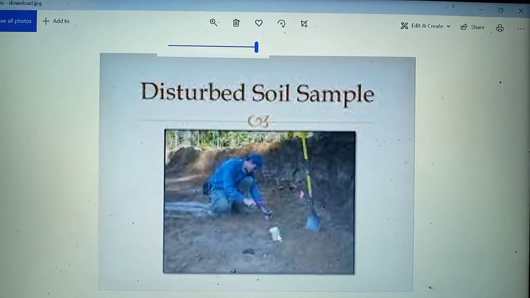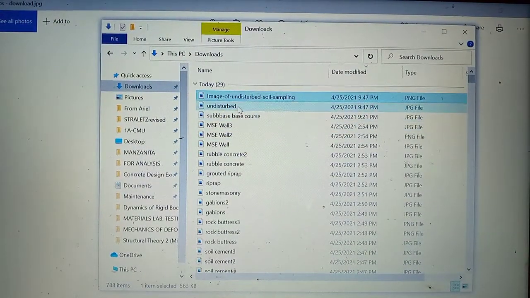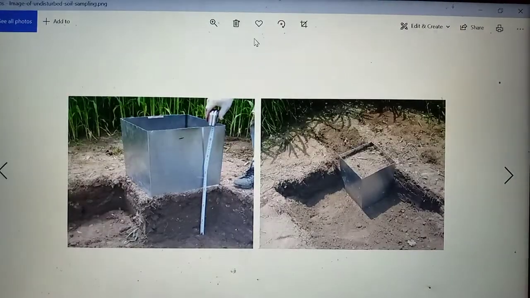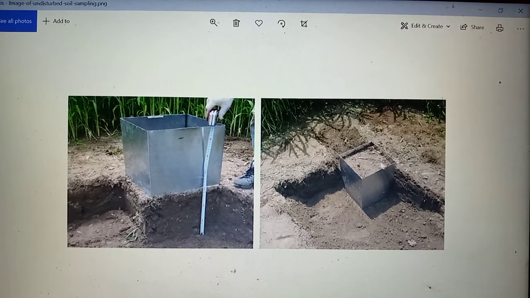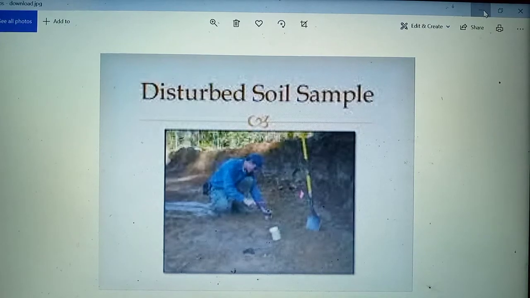So, yung disturbed soil sample mo is pwede siyang mag-granular na. So, hindi na siya buo. Di tulad ni undisturbed. Si undisturbed is ganito, no? So, makita nyo yung pagkakaiba. So, si undisturbed dito, you make sure na hindi siya mag-crumble. Si disturbed mo, pwede siyang mag-crumble.